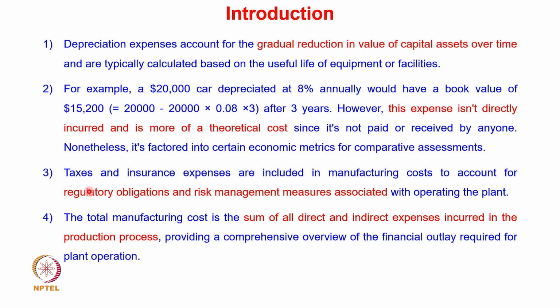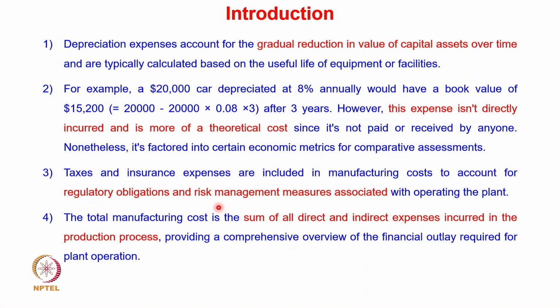Then the next indirect costs are taxes and insurance expenses. These are included in manufacturing costs to account for the regulatory obligations and also for risk management measures associated with operating the plant. In this case, you can see that we have to pay insurance charges in case some accidents occur. These charges should be covered through the insurance. So clearly risk management is also associated with this, and in order to manage the risk, the insurance and other costs are also included.